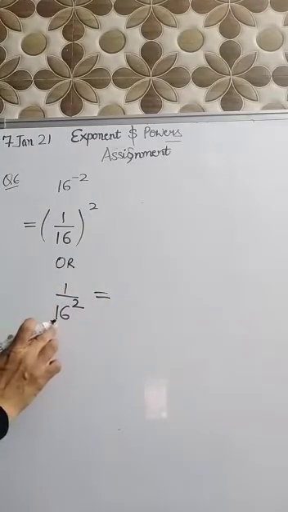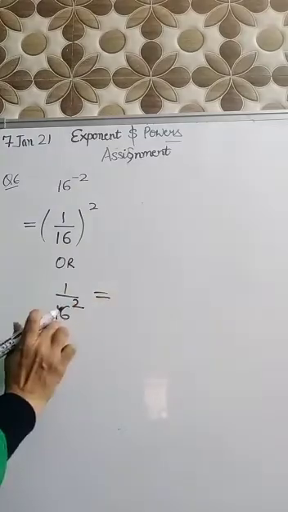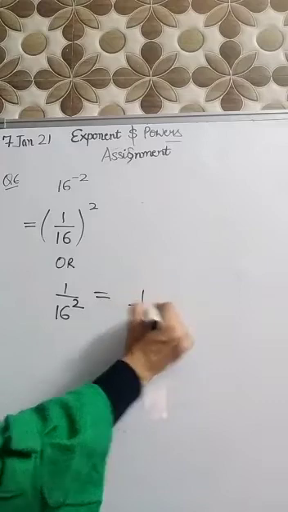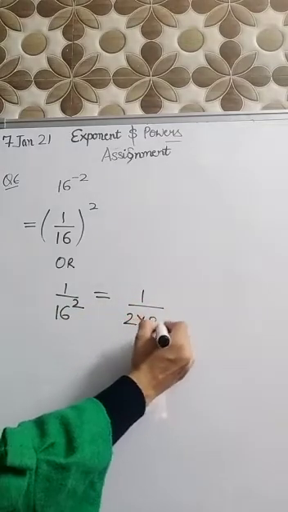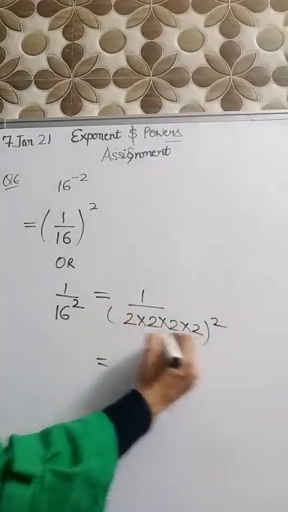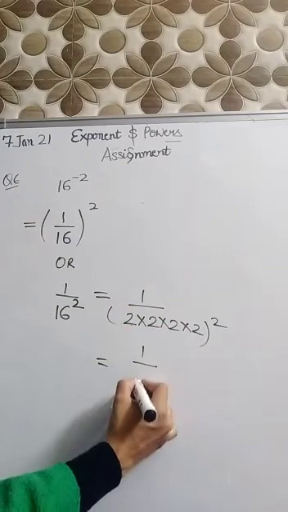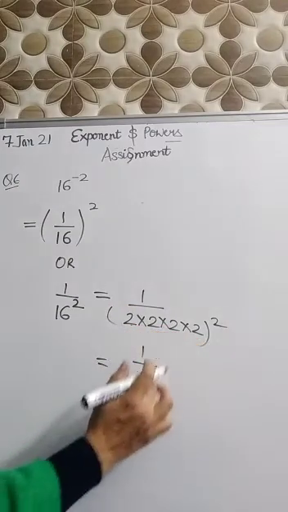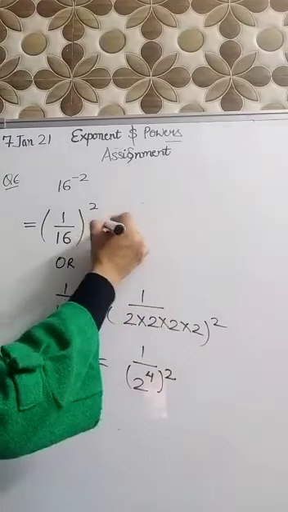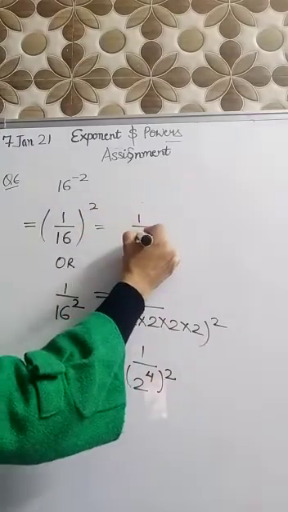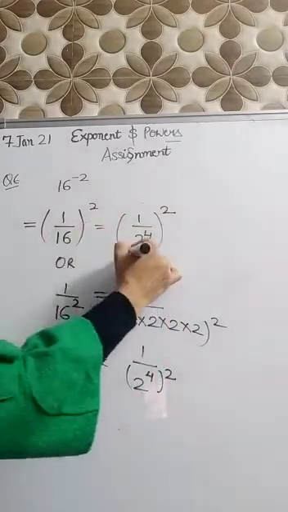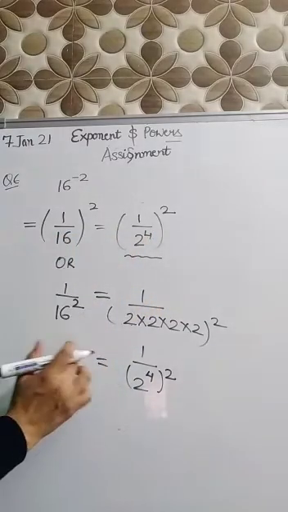Now, if we write this as base 2, you have to make the factors of 16. So the factors of 16 are 2 into 2 into 2 into 2 whole raised to power 2. Now you can see that this is 2 raised to power 4. So let's write this term as 2 raised to power 4 whole raised to power 2. If you want to write this, both the ways are correct. You can write this in this manner also. So both the ways are correct.